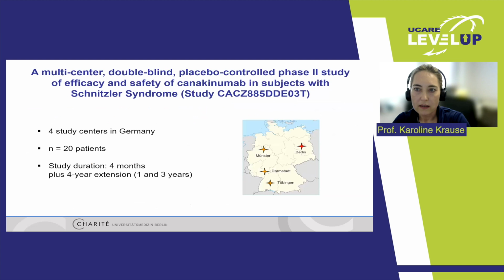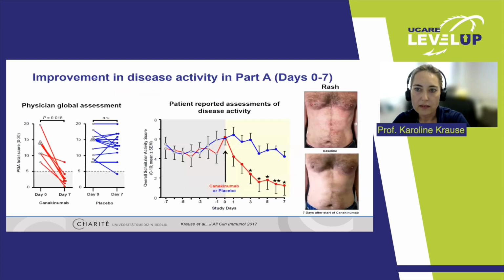Then we did a study in Berlin and included 20 patients with Schnitzler syndrome in Berlin and other centers in Germany, also a placebo-controlled study to look for efficacy and safety of canakinumab, the IL-1 beta monoclonal antibody. And as you can see here, this is the placebo-controlled part. So with canakinumab treatment, you see very good clinical effects.